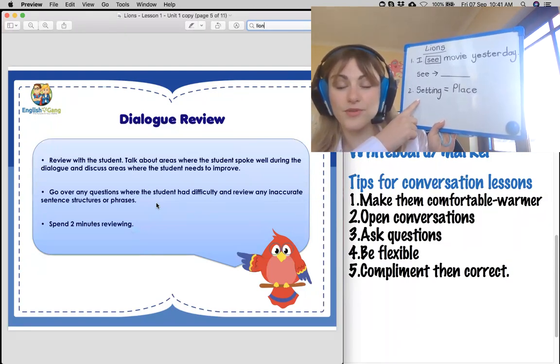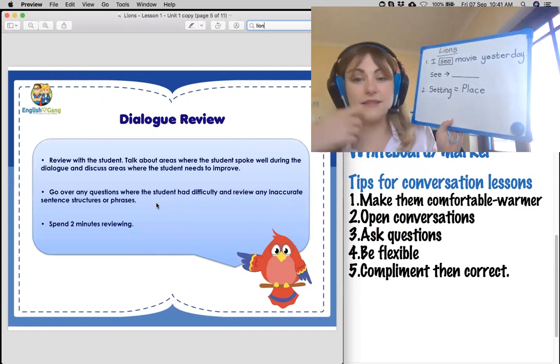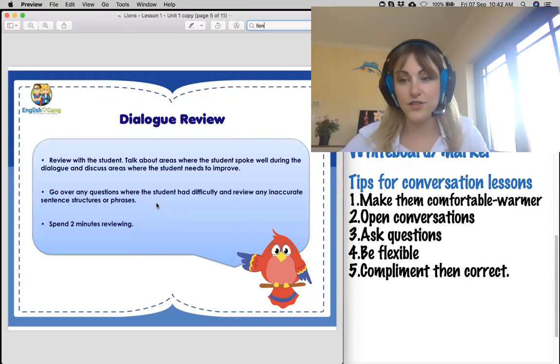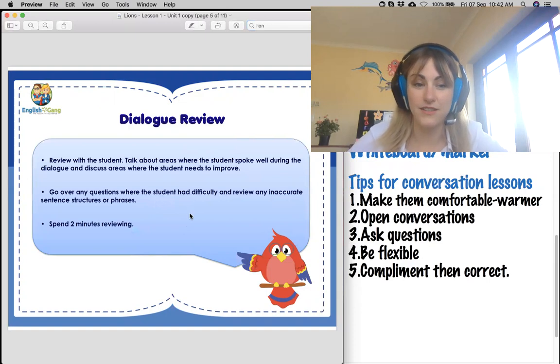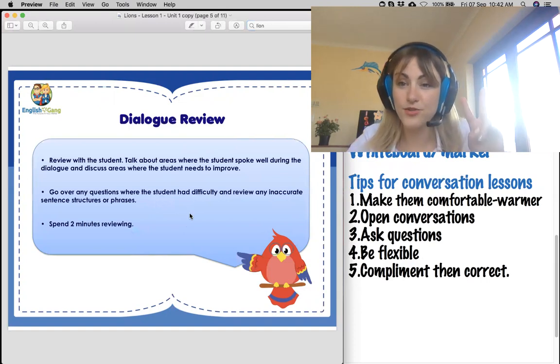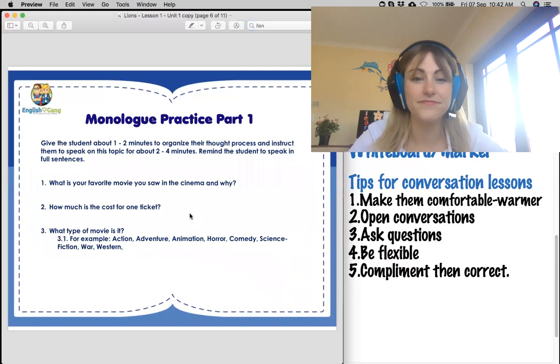The second point would be a word like setting. The meaning of setting is a place where a movie was shot, or you can find your own examples with each student. You can spend about 2 minutes reviewing this section.